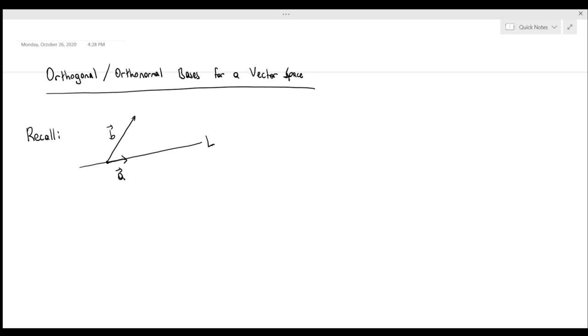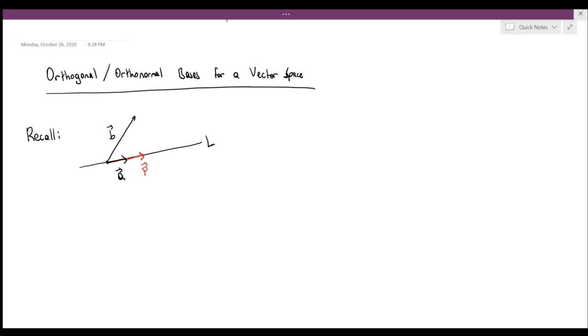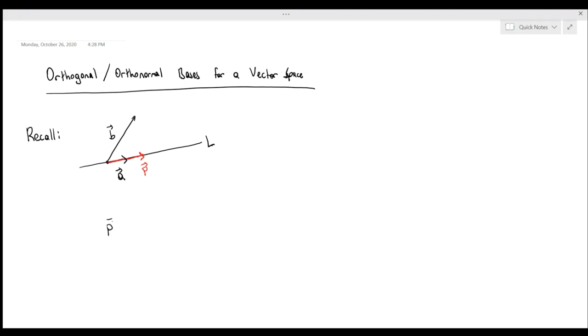Okay, so the projection of B onto the line L was represented by this red vector, which I'm just going to call P right now. So P is the projection of B onto the line L. And I mentioned how in 2415 and 2419, for those of you who have taken those calculus classes, you would have learned this as the projection of B not onto the line L, but onto the vector A. But they turn out to be the same thing.